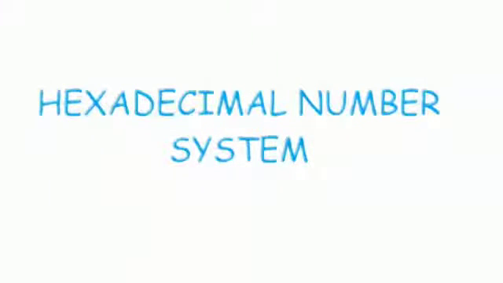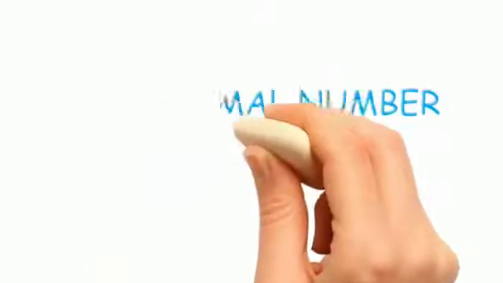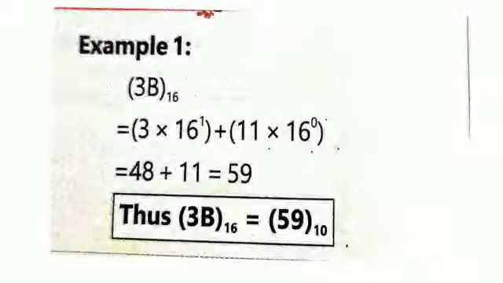Here also, conversion from hexadecimal to decimal is the same as binary to decimal. The only difference is that the base number for hexadecimal is 16. One example is given, 3B. B means what? B is equal to 11.